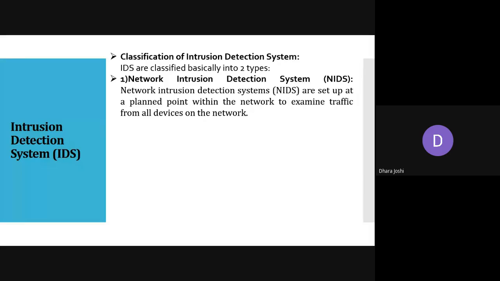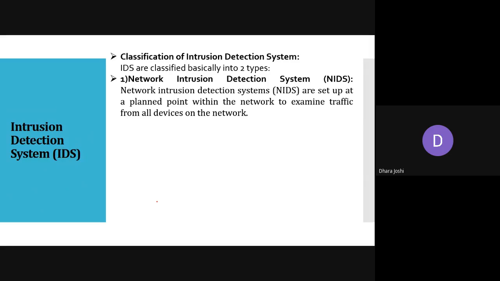So the first one, network intrusion detection system. It is also called NIDS. It is an IDS which is based on the network. Network intrusion detection systems are set up at a planned point within the network to examine the traffic from all the devices on the network.